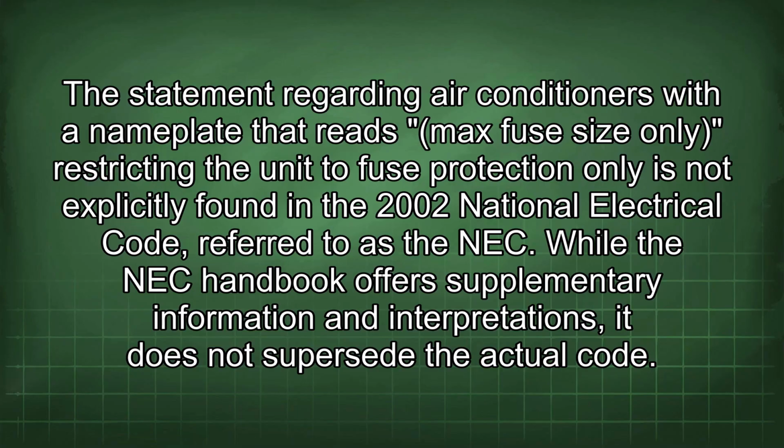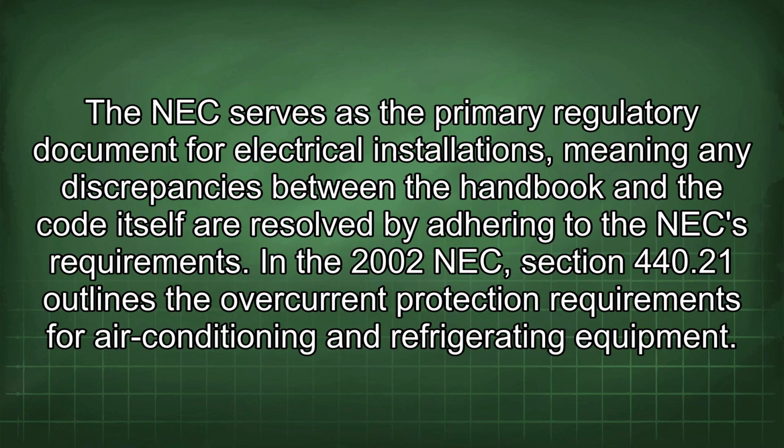This statement regarding air conditioners with a nameplate that reads max fuse size only, restricting the unit to fuse protection only, is not explicitly found in the 2002 National Electrical Code, referred to as the NEC. While the NEC handbook offers supplementary information and interpretations, it does not supersede the actual code. The NEC serves as the primary regulatory document for electrical installations, meaning any discrepancies between the handbook and the code itself are resolved by adhering to the NEC requirements.